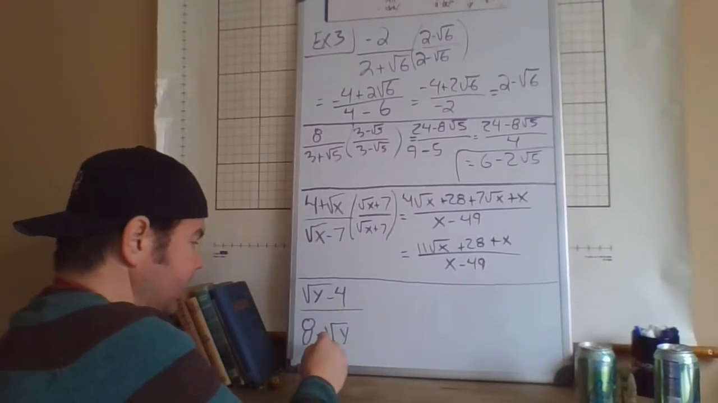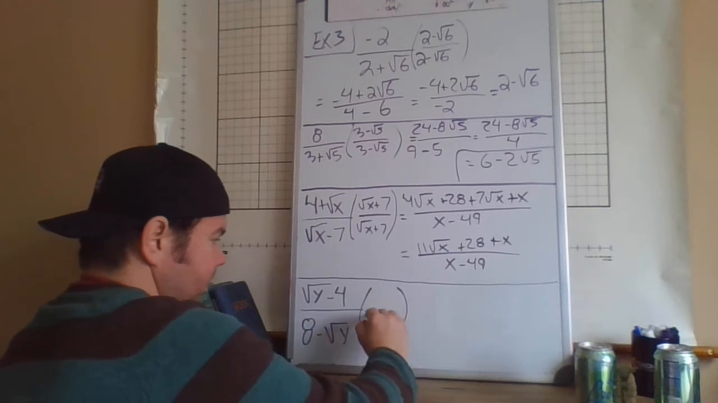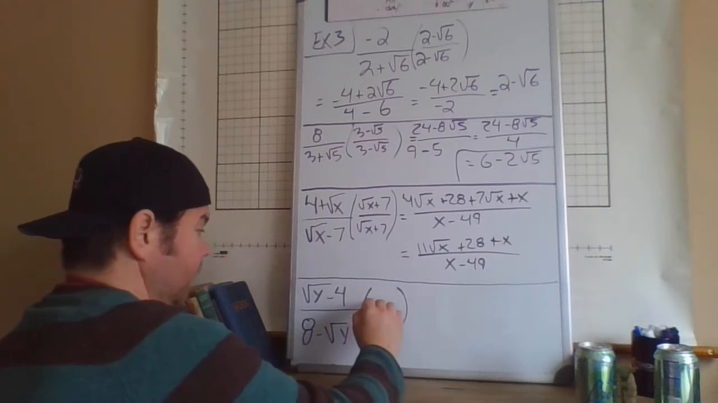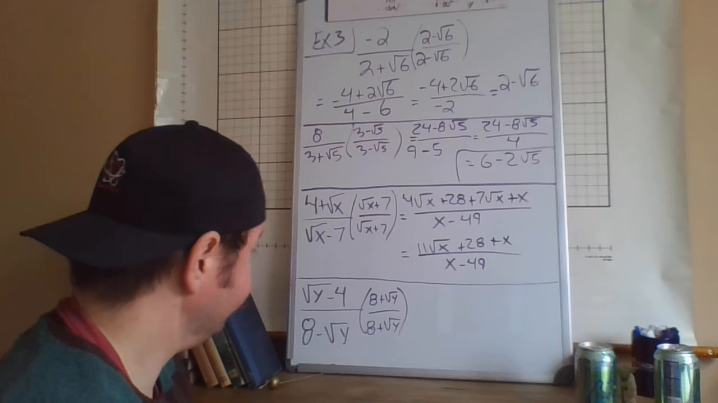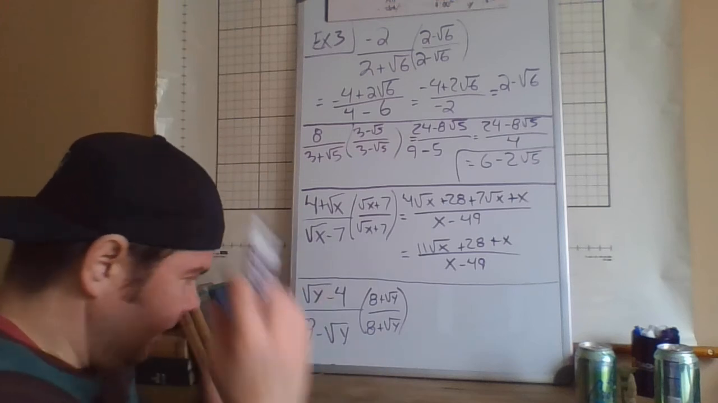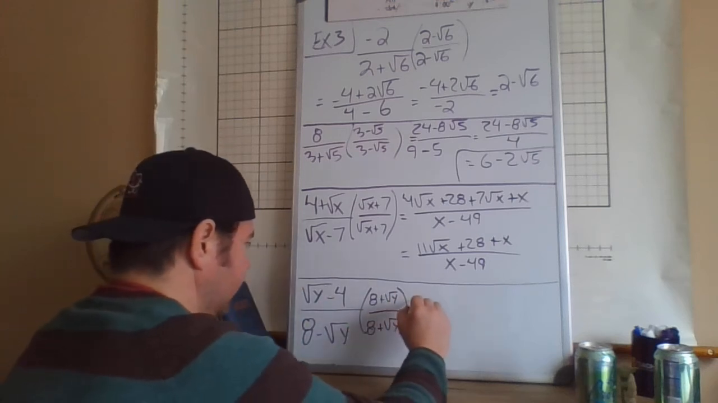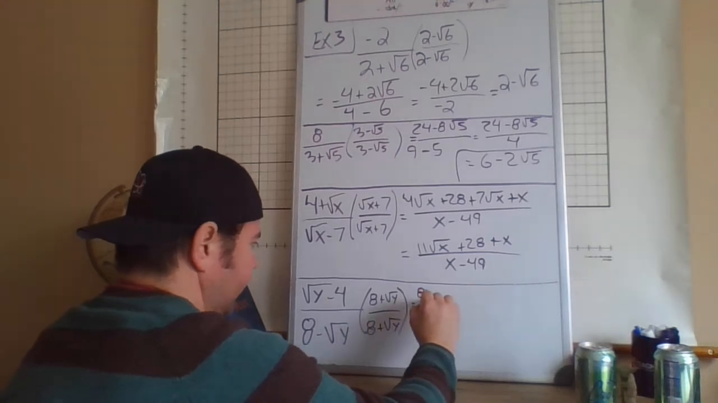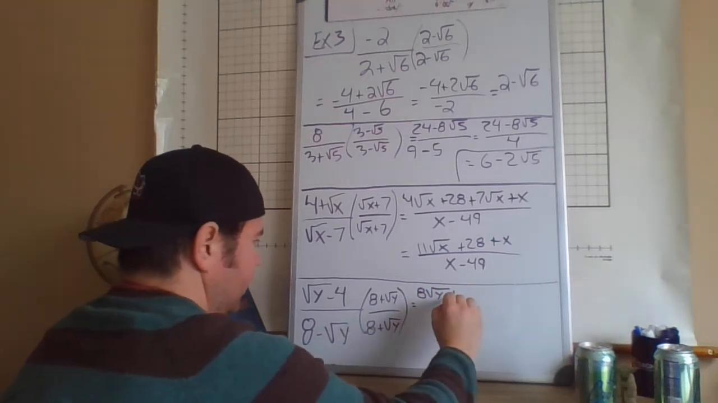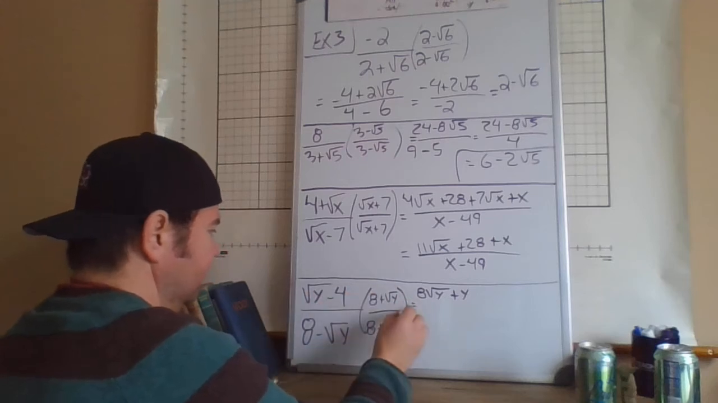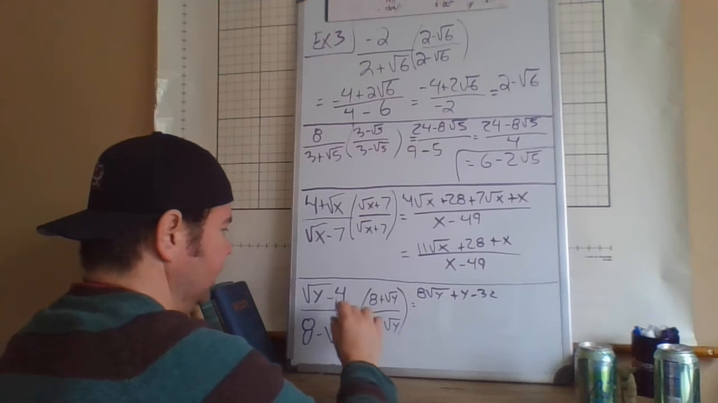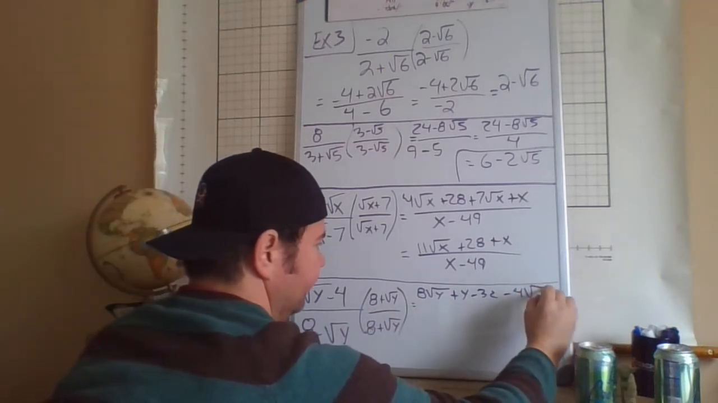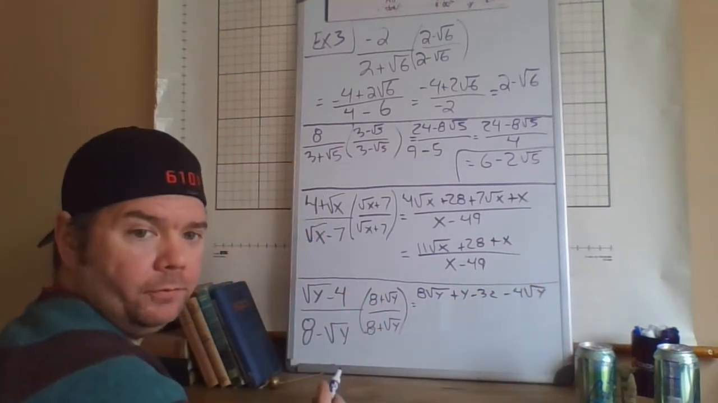Okay, let's do another one of those. Same situation, conjugate: 8 plus the square root of y. Do the same thing in my head. I'm going to FOIL it mentally. You get 8 times the square root of y plus y for the outside terms, minus 32 for 8 times negative 4, and then minus 4 times the square root of y for those outer ones.